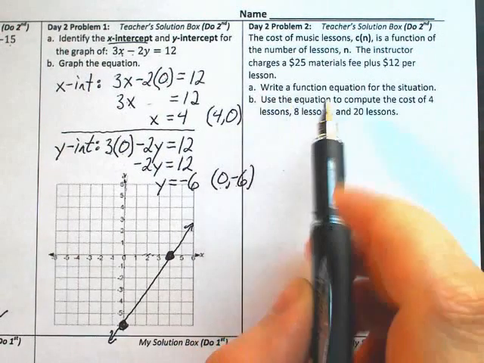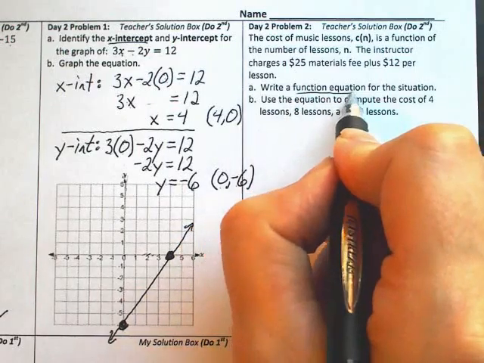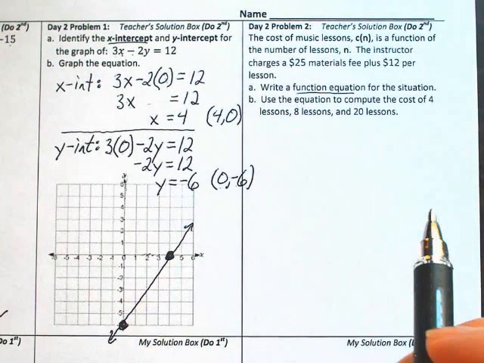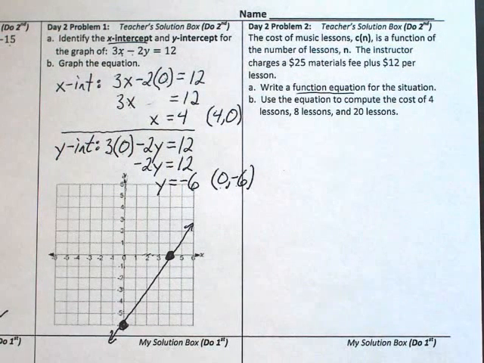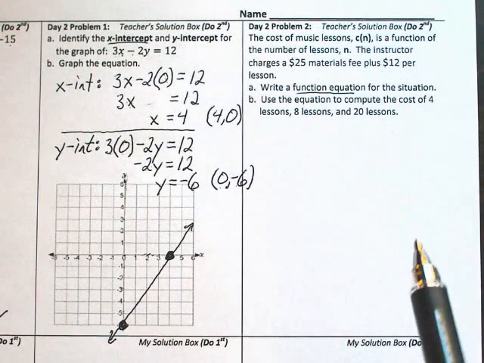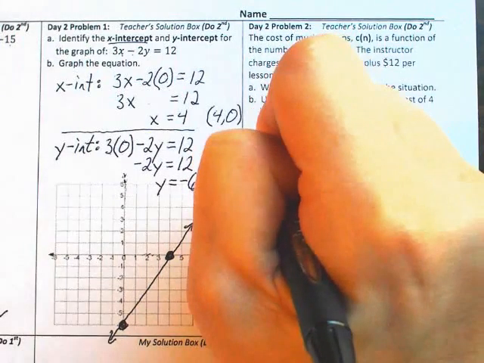Question A, write a function equation for the situation. And then in part B, we're going to use that equation to figure out costs at various numbers of lessons. You know, how much does it cost for 4 lessons, and how much does it cost for 8 lessons, and so on. So let's start with part A.